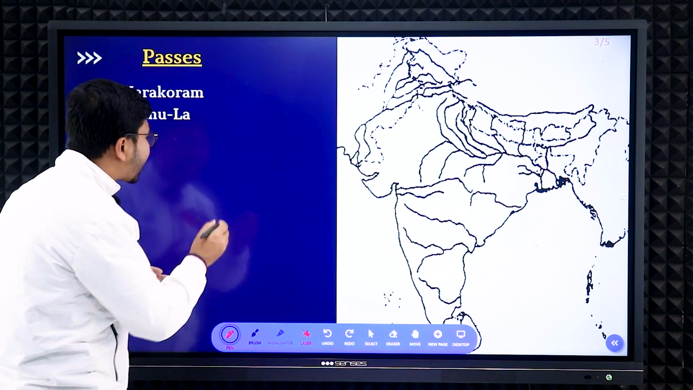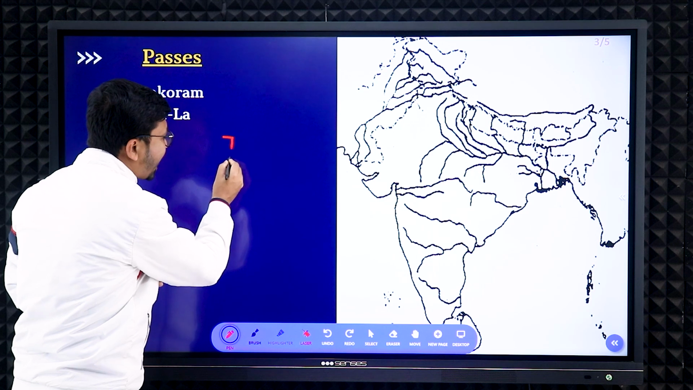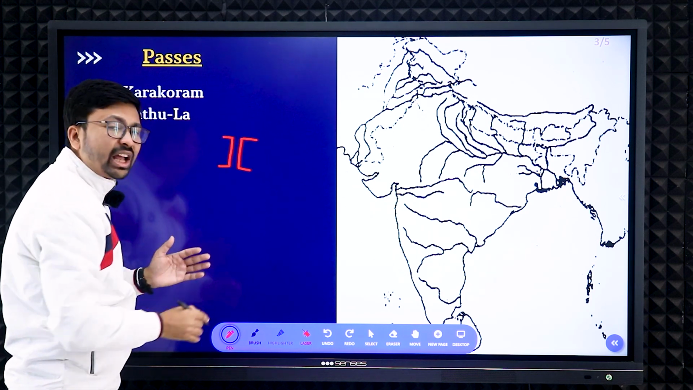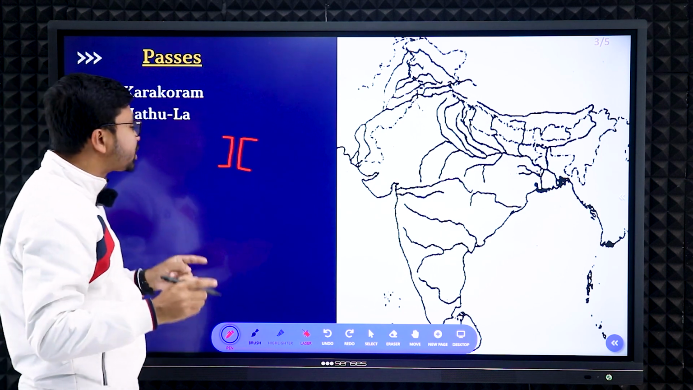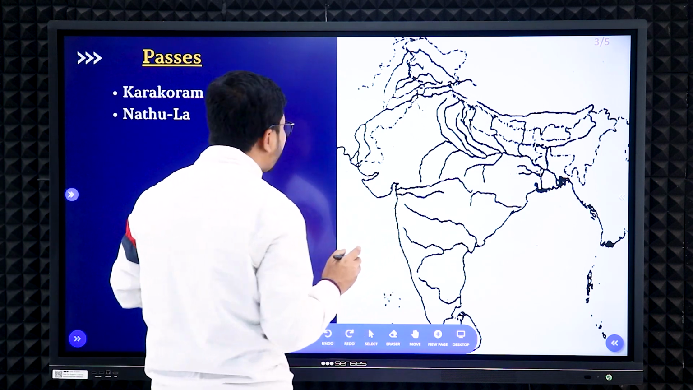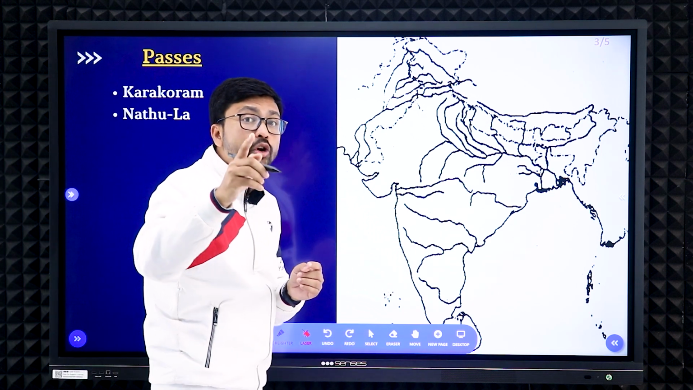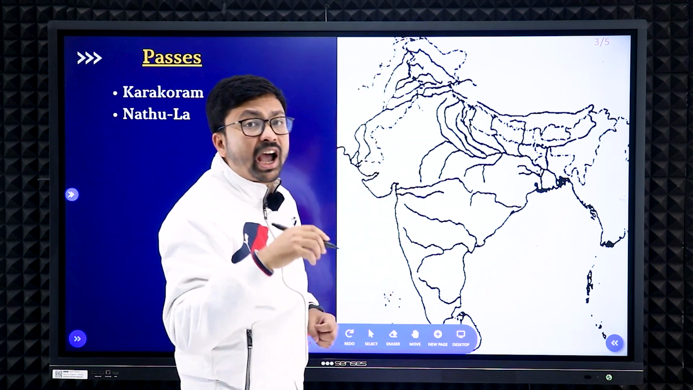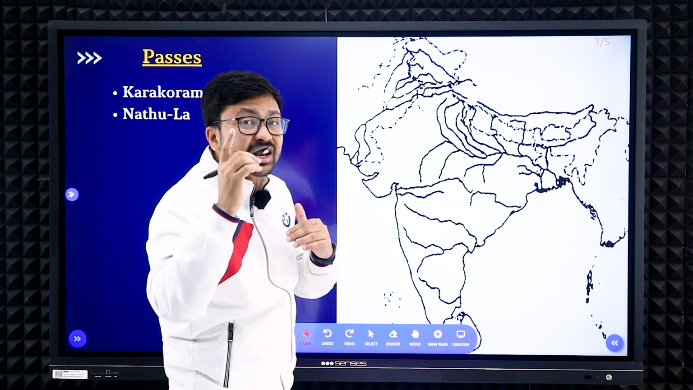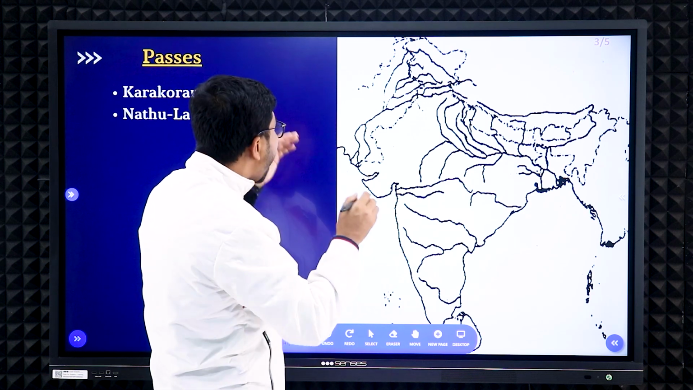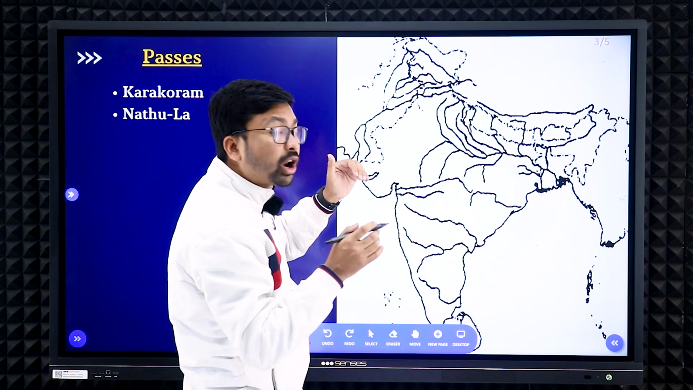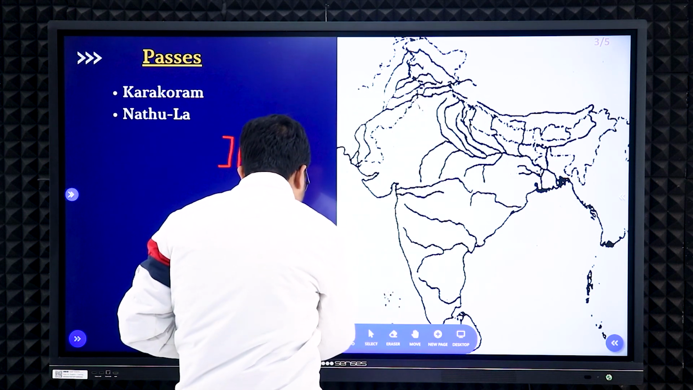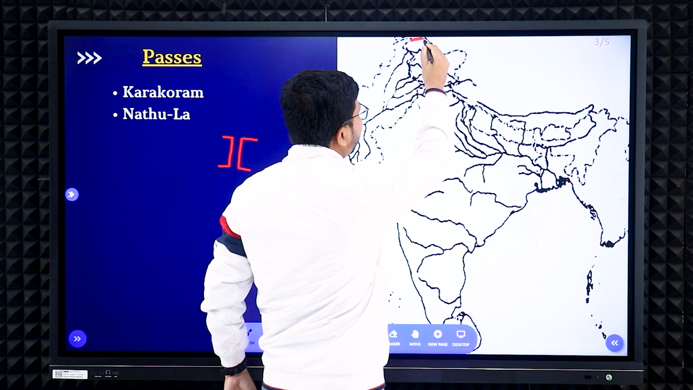But how will you show the gap? You have to mark it like this. This will be the symbol for pass, right? Here you can see there is a gap in between, right? So those are the passes. Now here Karakoram Pass. You have done the Karakoram range, Karakoram mountain, above the Indus river. Above the Indus river, there is a Karakoram range, right? And in between that there will be Karakoram Pass. Now how do you have to mark? Here you can see this portion is coming like that, right?